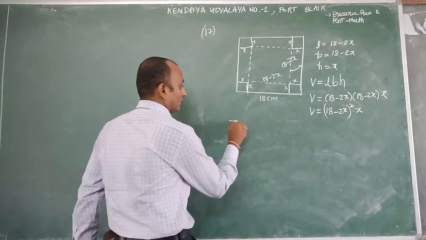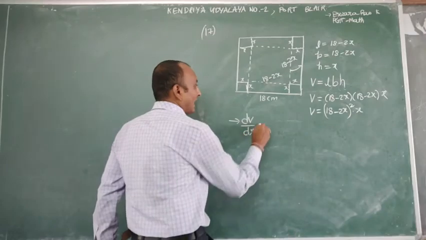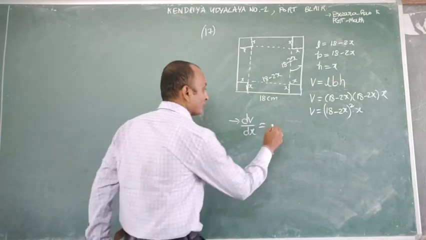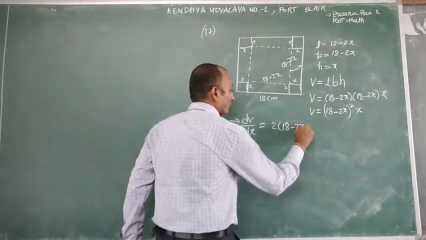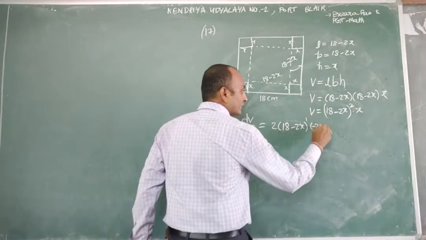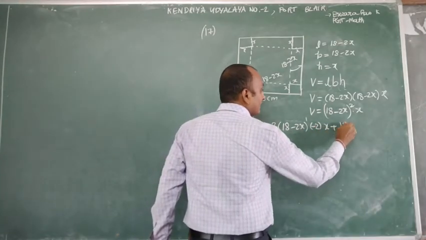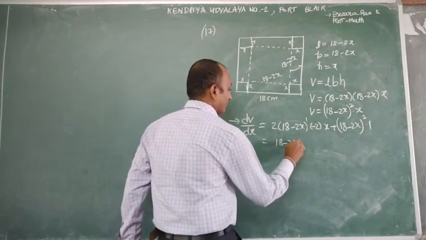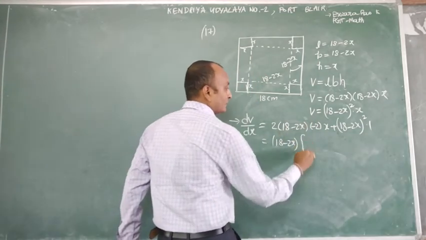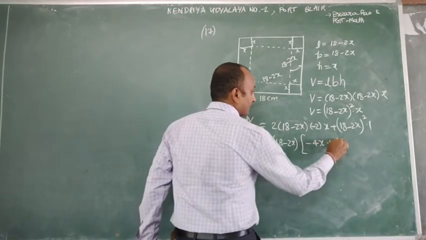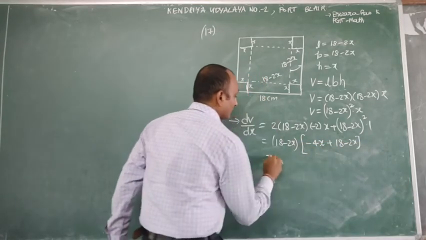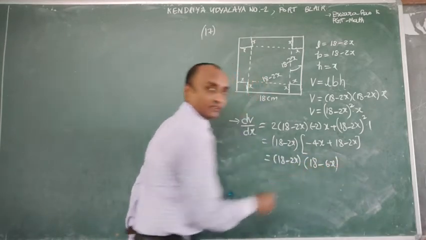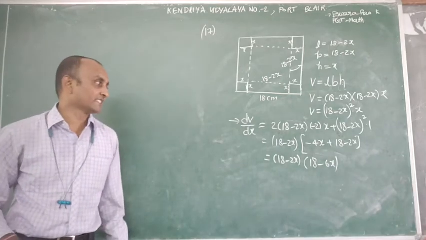Check it out. First dV by dx. As it is (18 minus 2x) whole square into x, you should apply the UV rule. So u dash v means 2 into (18 minus 2x) into minus 2, into x, plus (18 minus 2x) whole square into 1. Take 18 minus 2x as common. When you take it, you get inside 4 minus 4x plus 18 minus 2x, which is equal to (18 minus 2x) into (18 minus 6x). That is the first derivative.